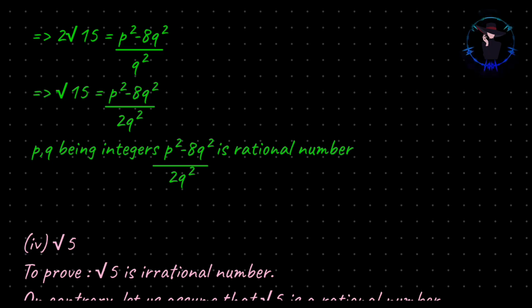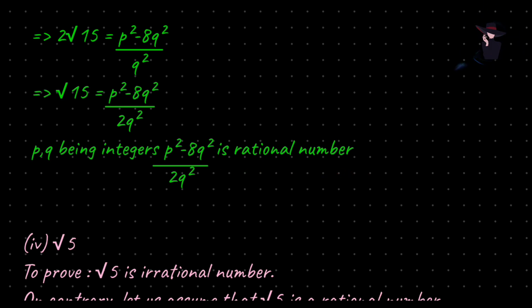Again, we will send this 2 here. As it is in the numerator, it goes to the denominator. Root 15 is equals to p square minus 8q square by 2q square, which are integers, right? So it is a rational number.